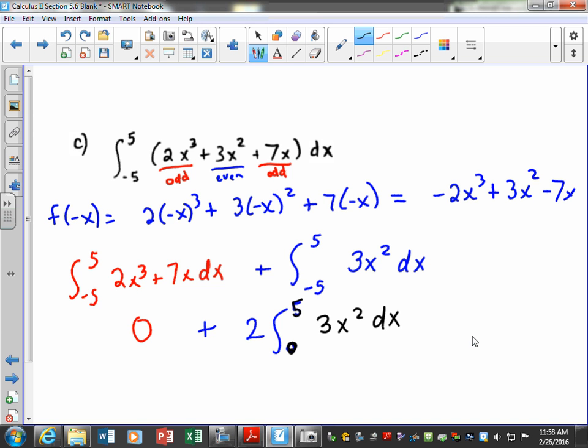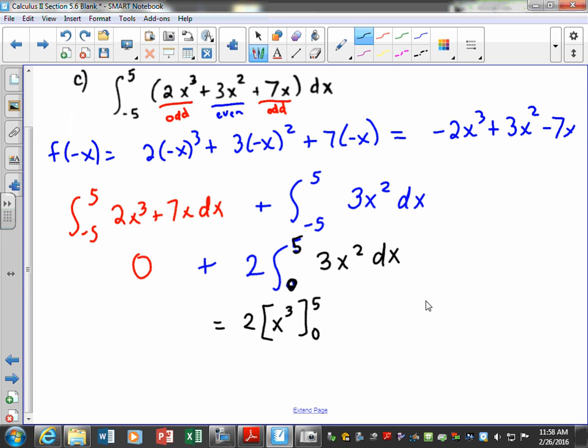Now we're just ready to go ahead and evaluate this. So let's take the antiderivative of this term, which would be x to the third divided by 3, and then of course our 3's would cancel, so we just have that. Our 2 that's out front, and our upper and lower limit. And then we just get 2 times 5 to the third minus 0 to the third, which is just 0. So that's going to be 2 times 125 equals 250.